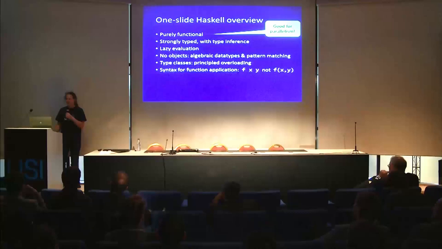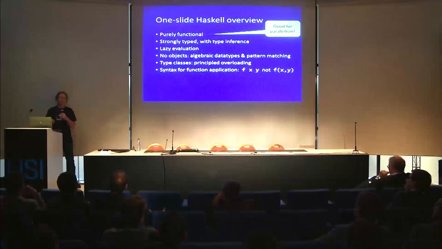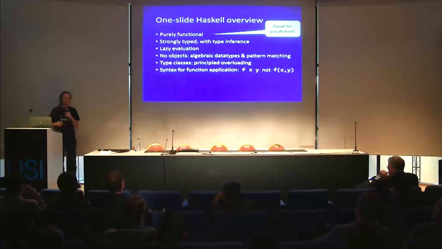Haskell has something called type classes, which shouldn't be mixed up with classes in object-oriented languages. Type classes in Haskell are used to do principled overloading. When you have a function that can have different behavior depending on what type of argument it's applied to, we give that a type class, and the type class implements different methods depending on the type.